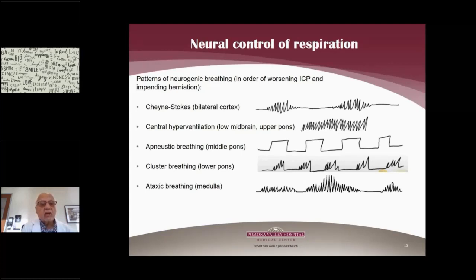The other one is cluster breathing, which is a lower pons injury, with rapid inspirations followed again by apneic episodes. And then ataxic breathing, which is a brainstem injury, especially in the medulla. Most of them are pathognomonic of a poor prognosis, and one can get an idea in the intensive care of where the injury is; that's basically where this evidence comes from.